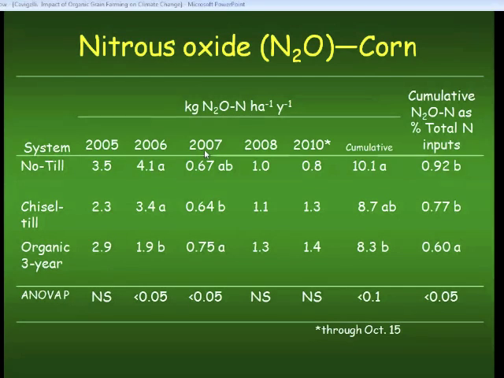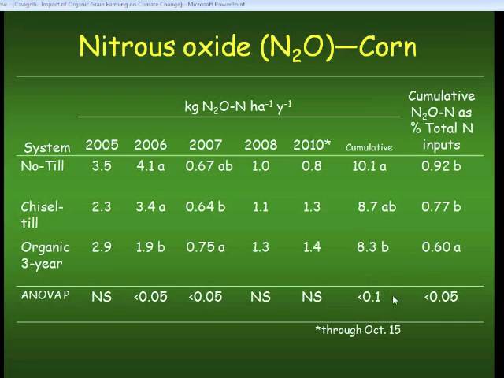By the way, 2007 was a very dry year, and N2O is produced during wet soil conditions in general, and that's why these numbers are quite a bit lower than our numbers in the previous years. In 2008 and 2010, we saw no significant differences between the three different systems. And finally, when we add up the N2O emissions from these 5 years in corn in these three systems, we see a slightly greater N2O emissions in our no-till system compared to our organic system. But this was only significant at the 0.1 level.